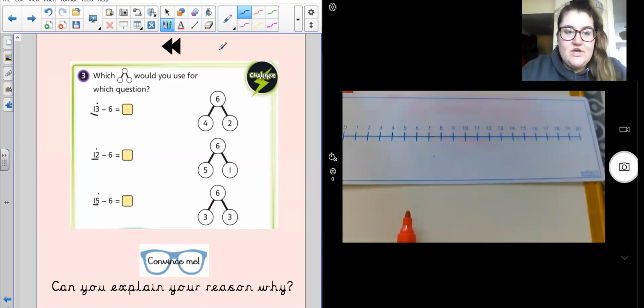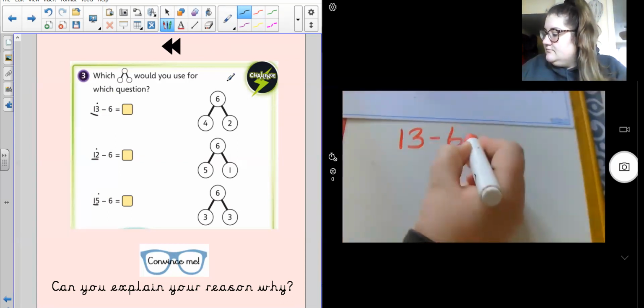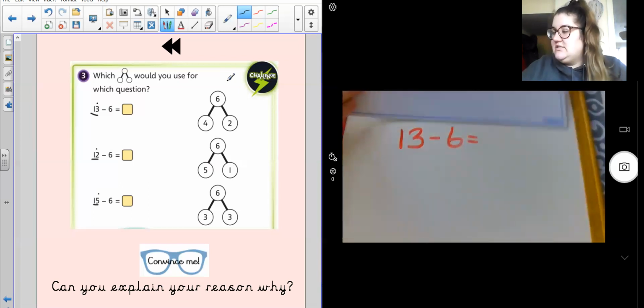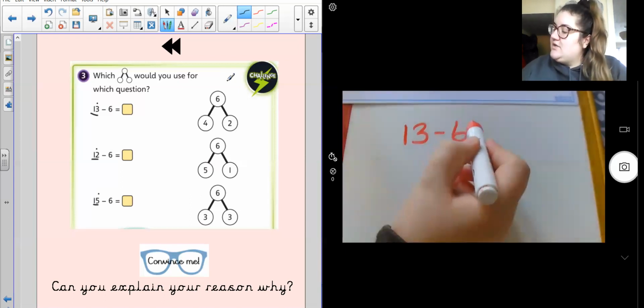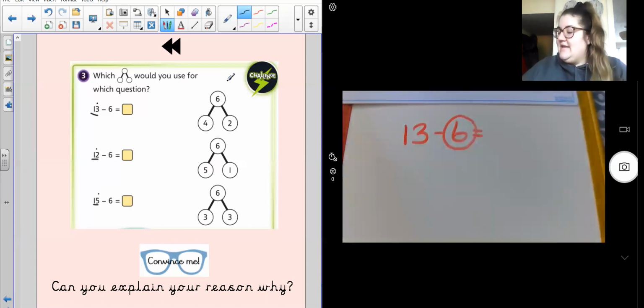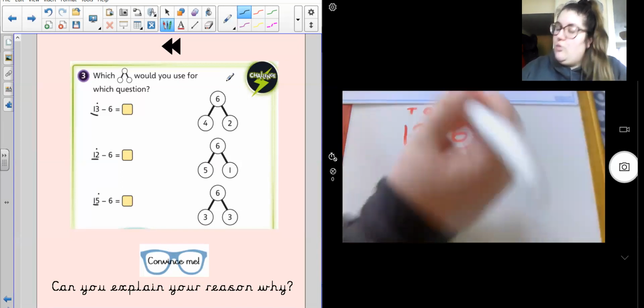Now, what I'm going to do first, I'm going to read the problem. 13 subtract 6. Okay, so that is my problem. Let me write it down. There we go. And I'm going to be doing what we were doing yesterday, and earlier in the week. I'm going to be partitioning this number. Now, again, I'm going to look at the ones in here. So I'm going to think about my whole, which is 13, and I'm going to think about it in regard to tens and ones.